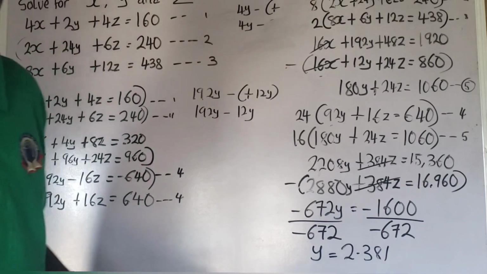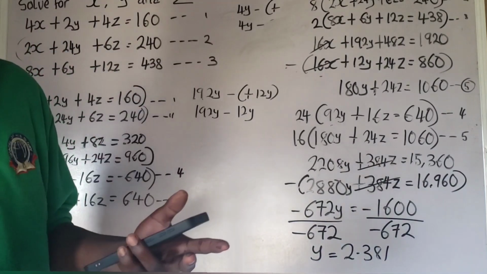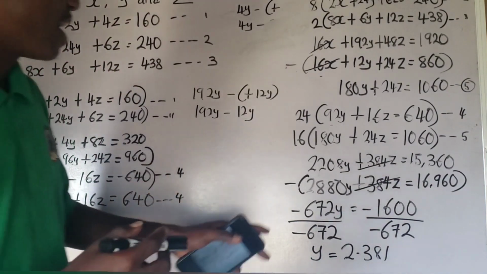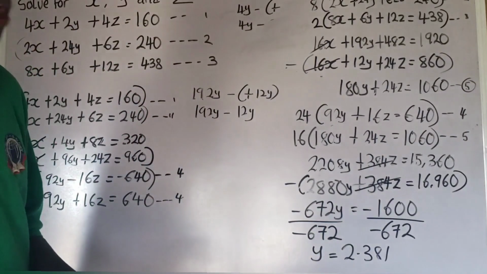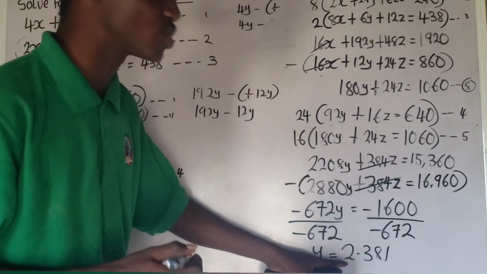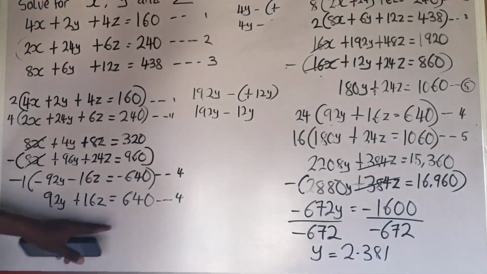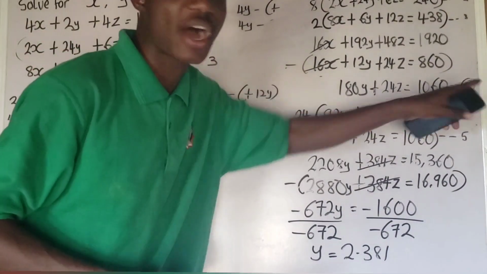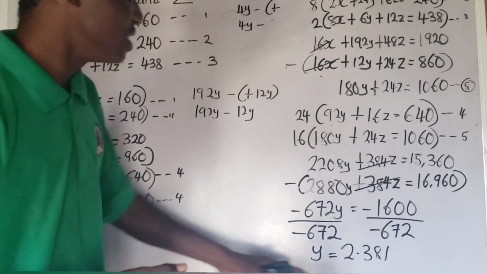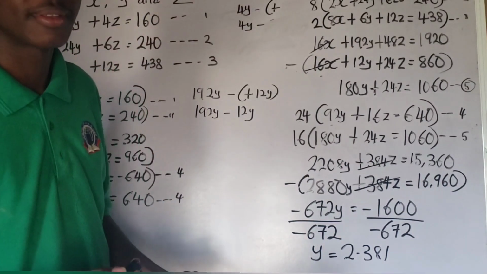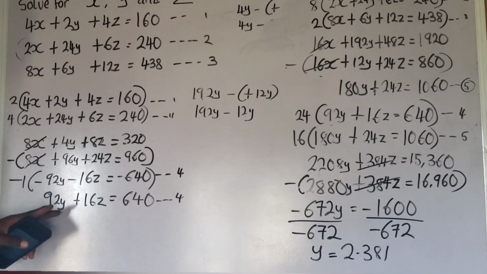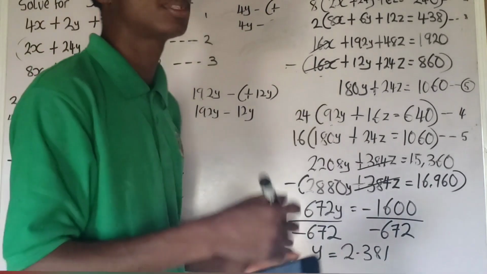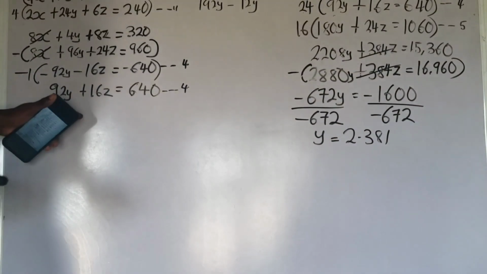Now, I have known the value of y. I can easily determine the value of z now. Please pay attention, okay? I have solved for the value of y. I can get the value of z by substituting the value of y into either equation 4 or equation 5. You understand? The value of y is 2.381. Now, if I substitute the value of y as 2.381 in this equation, I'm going to get the value of z. Or if I use this equation, I'm still going to get the value of z. Now, let us use equation 4.